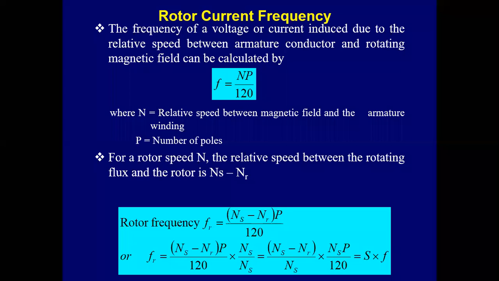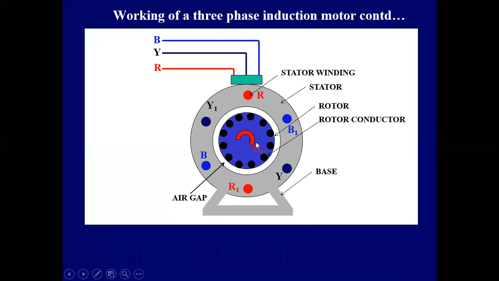The stator field is rotating at ns speed. At starting, the stator field is rotating at ns. What is the speed of the rotor at standstill? Zero. So what is the relative speed? That is ns minus nr, and nr is zero, so the relative speed is very high.